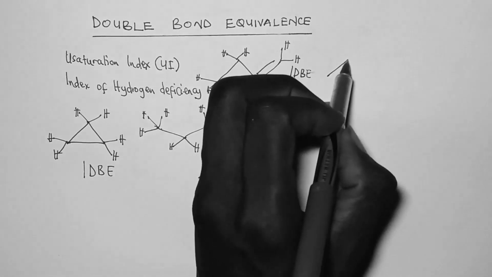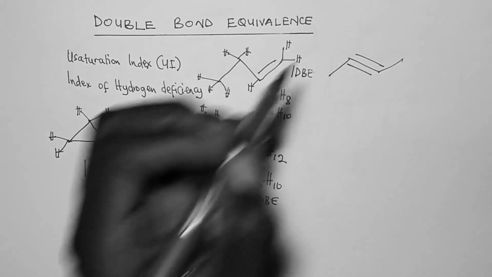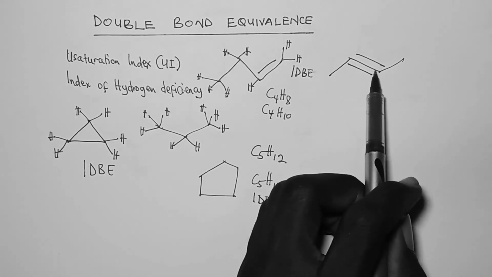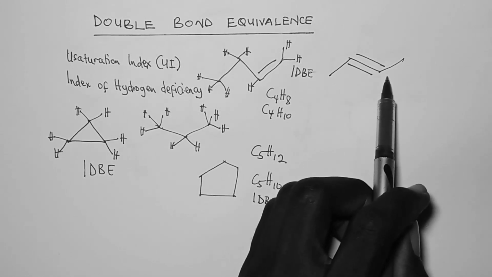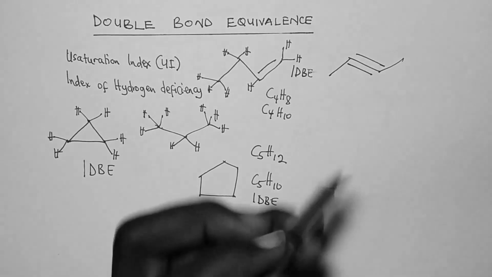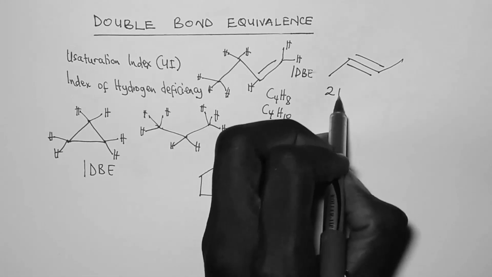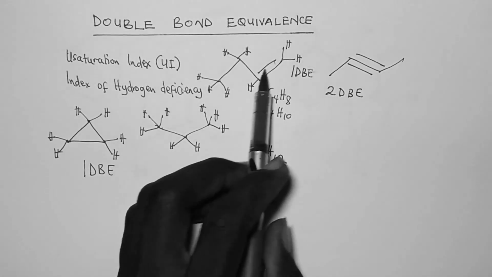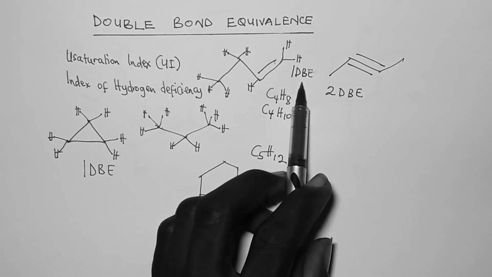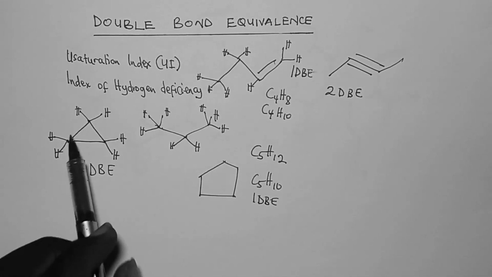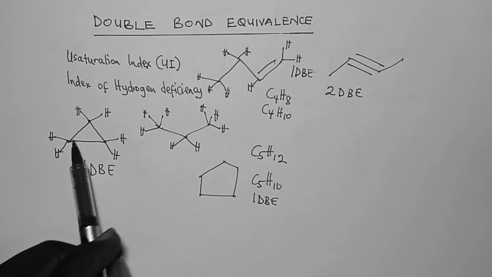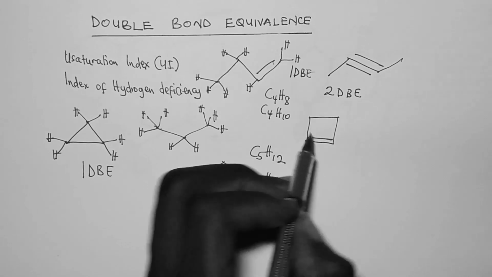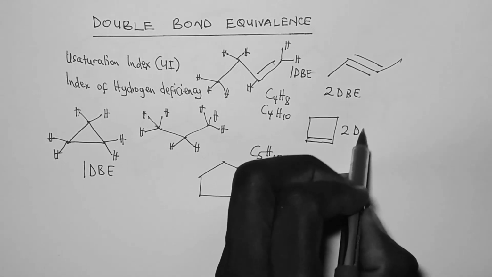Now let's consider butyne. You see that butyne has 2 double bond equivalents. So if you see a triple bond, it has 2 double bond equivalents. Then if you see a double bond, it has 1 double bond equivalence. And if you see a ring, it has 1 double bond equivalence. However, if you see a ring and then a double bond, this is 2 double bond equivalents.